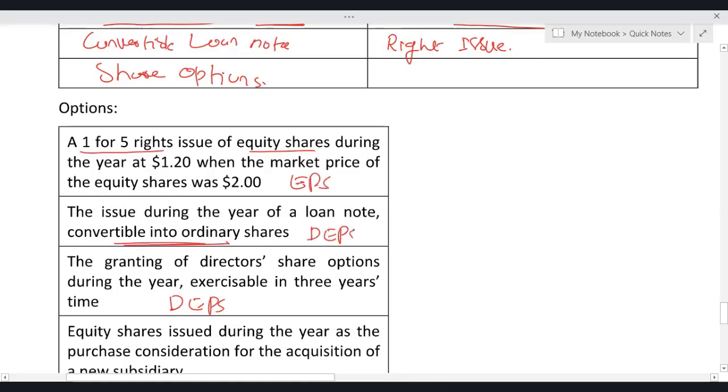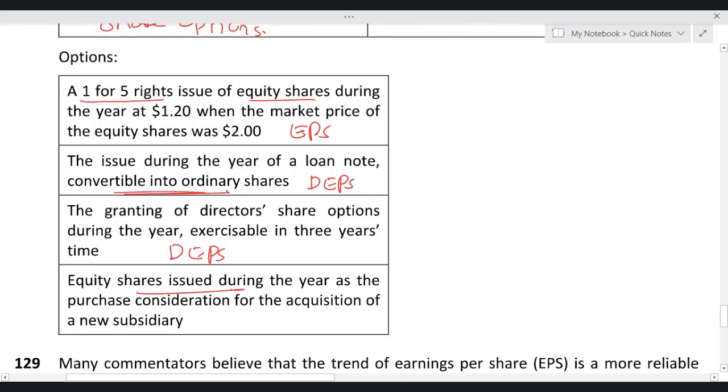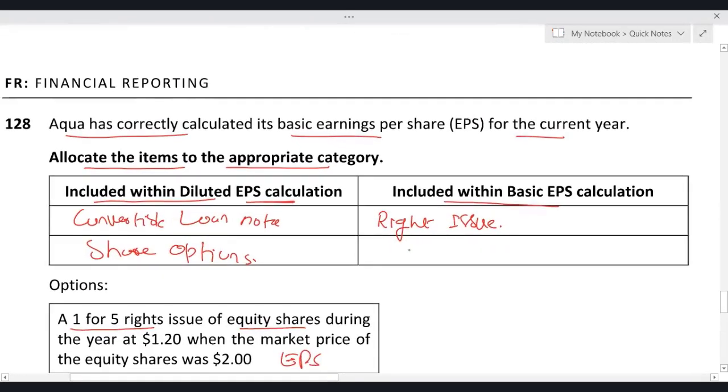Equity shares issued during the year as the purchase consideration for an acquisition. Parent has acquired a subsidiary and they have issued shares. These shares will come over here. Shares issued to acquire the subsidiary.